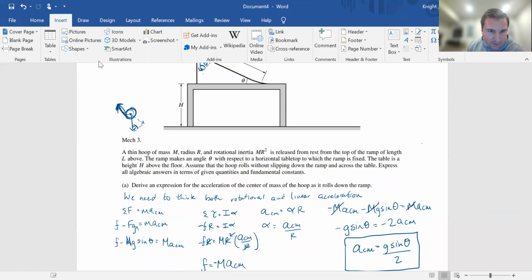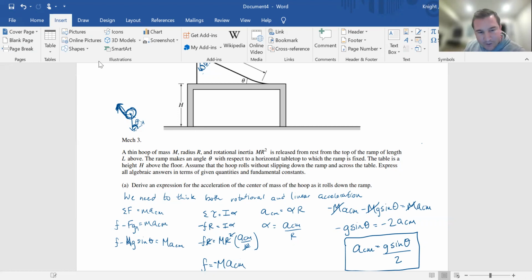It actually ends up being a sine function, because this angle is theta: F_G times the opposite angle will give us F_G sine theta. So that's what we end up with here. We get positive friction minus the sine component of the gravitational force, which picks out the component that goes down the ramp, equal to m times a_CM.